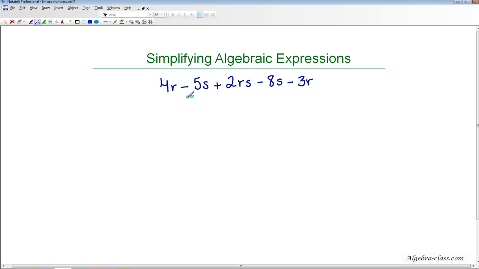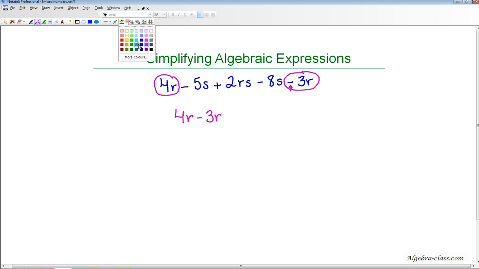Remember that your terms are separated by a plus sign or a minus sign. So each of these plus and minus signs separate each of the terms. So 4r has a like term, and its like term is 3r. And remember, I want to circle the sign in front because that sign needs to go along with its term. So 4r minus 3r, those are like terms, and I'm going to go ahead and write them side by side because I think it makes it easier to evaluate. So notice that I took the minus sign with the 3r.